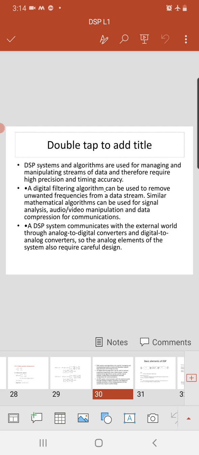Now the DSP systems and algorithms are used for managing and manipulating streams of data, and therefore they require high precision and timing accuracy. A digital filtering algorithm can be used to remove unwanted frequencies from a data stream. Similar mathematical algorithms can be used for signal analysis, audio-video manipulation and data compression for communication. A DSP system communicates with the external world through an analog to digital converter and a digital to analog converter. So the analog elements of the system also require careful design.